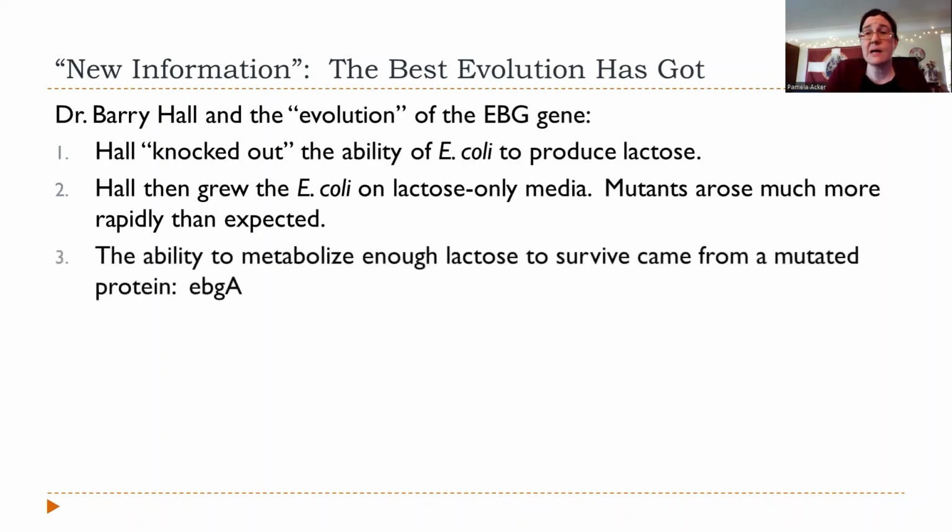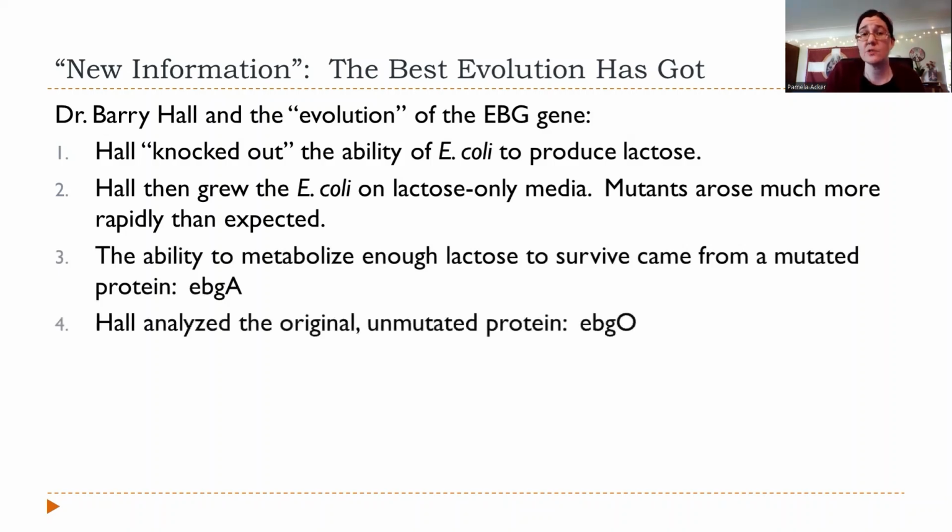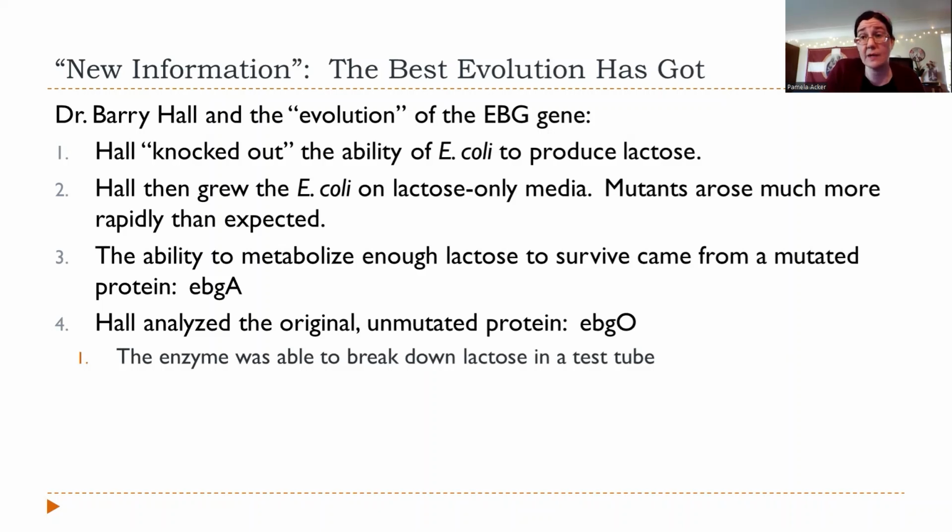So the ability to metabolize lactose came from a mutated protein called EBGA. So Hall went back to look at the original unmutated protein, which he called EBGO. It turns out that this enzyme was able to break down lactose in the test tube. It just couldn't break it down fast enough for the organism to survive. Okay, but it already breaks down lactose.